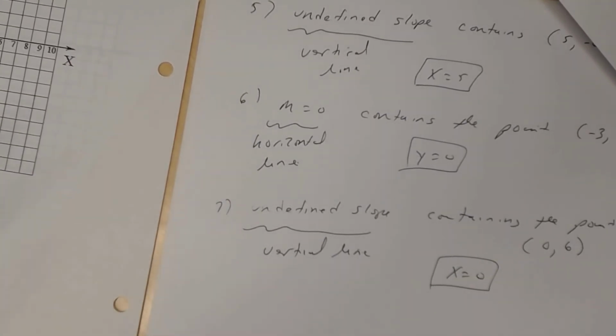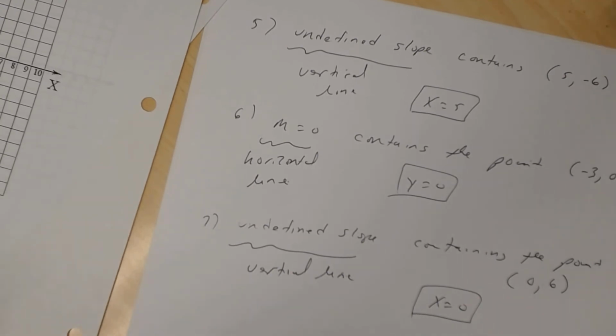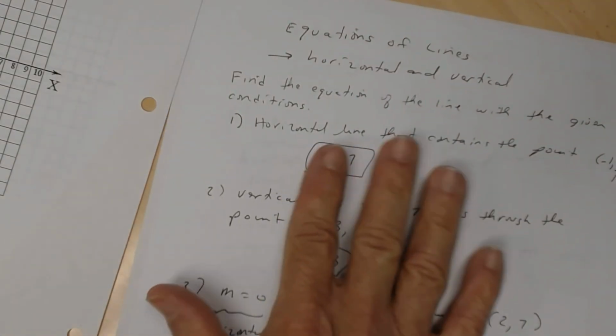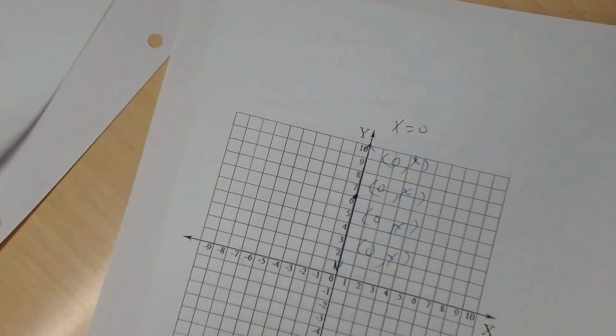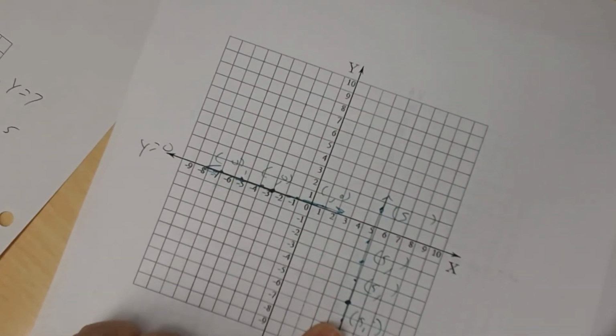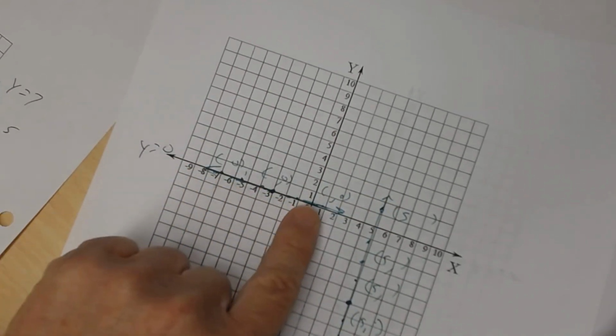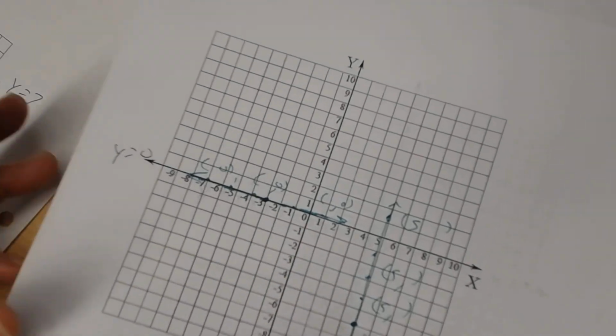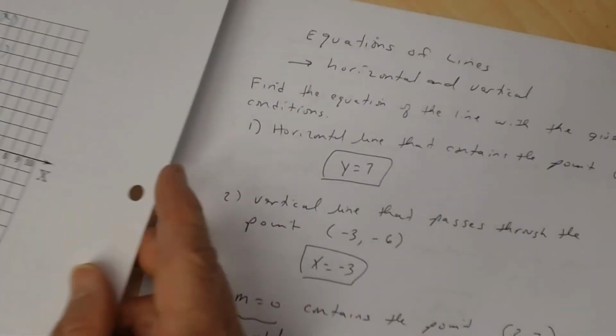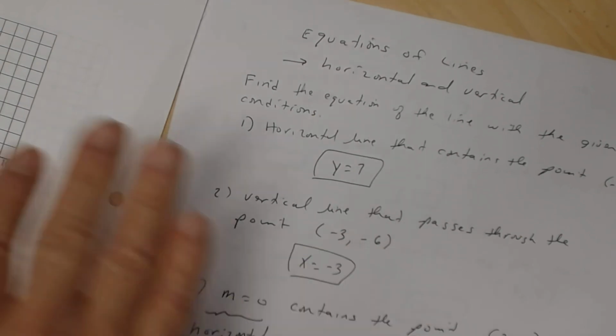Alright, okay, so that should take care of this lesson where we're finding the equations of lines, whether they're vertical lines or undefined slope, horizontal lines or slope is 0, that pass through a certain point. So that was the intent of this lesson. Alright, so that takes care of this lesson.